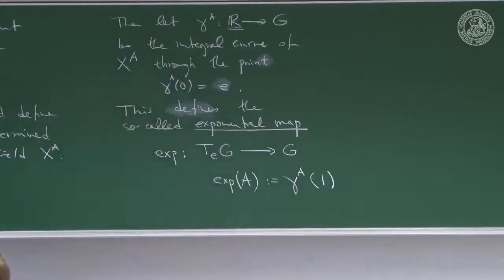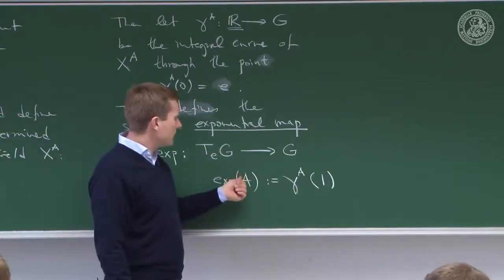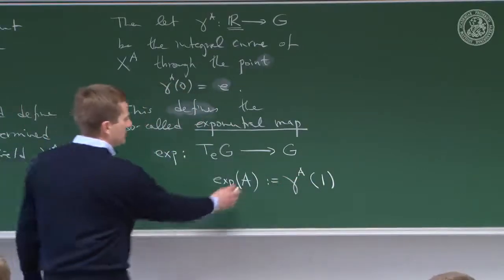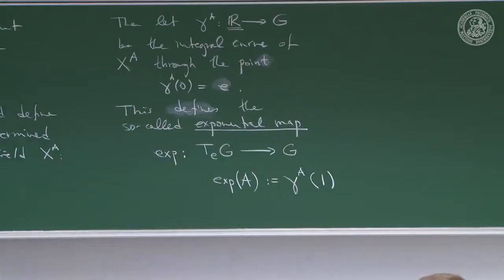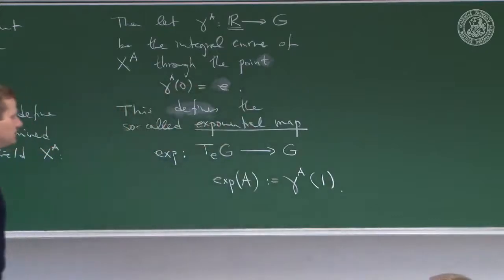Now you say, why 1? Well, I could, of course, write a lambda in front, and then I can have a lambda here because I can scale these. Okay, so it suffices to define this at 1, the so-called exponential map. So that's it.